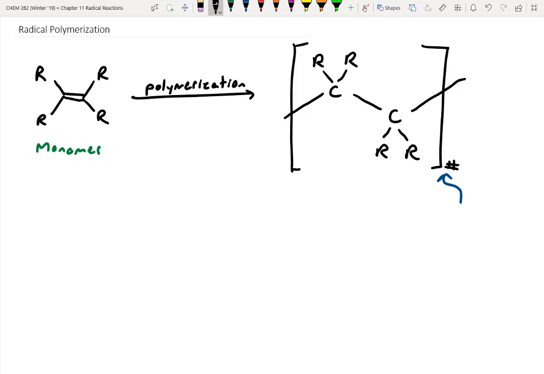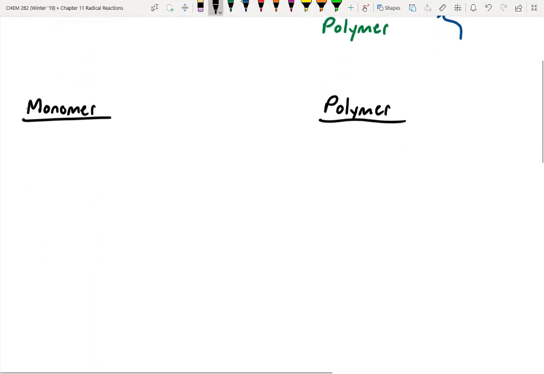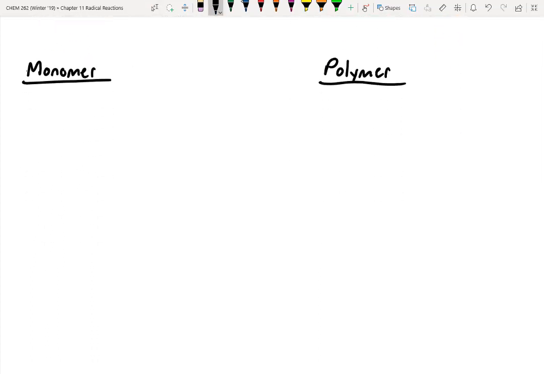All right. The mechanism's pretty interesting. We'll cover that next, but I wanted to show you some of the common ones that you encounter in your day-to-day life. Oops, sorry, I should label this as our polymer. All right, so the first monomer we're going to look at is this one where we've got 4 hydrogens.